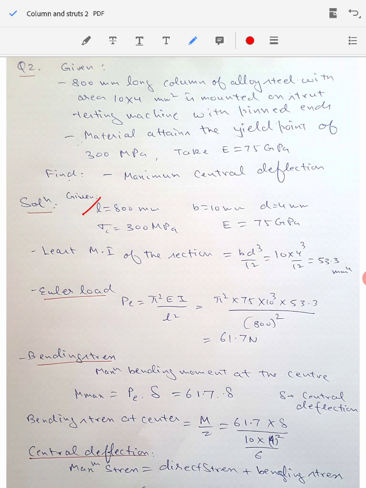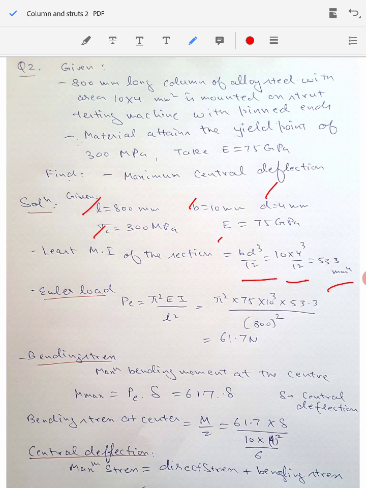So let's first write down those numerical values: the length, sigma c, width, depth of the section, and the Young's modulus. So as we discussed just now, the column will fail about the axis about which it has the least moment of inertia. So the least moment of inertia will be given by BD cube by 12. The another moment of inertia will be DB cube by 12. But because B is 10 millimeter and the depth is only 4 millimeter, so DB cube by 12 will be much higher than BD cube by 12. So we'll calculate the least moment of inertia for the section by using BD cube by 12, which will come out to be 53.5 millimeter to the power 4.